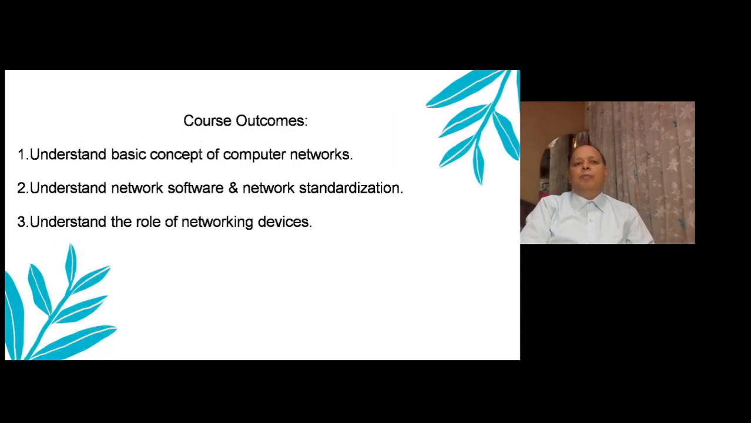What are the course outcomes? The course outcome of this particular course, that is computer networks, is that after completion of this course, you should be able to understand the basic concepts of computer networks.